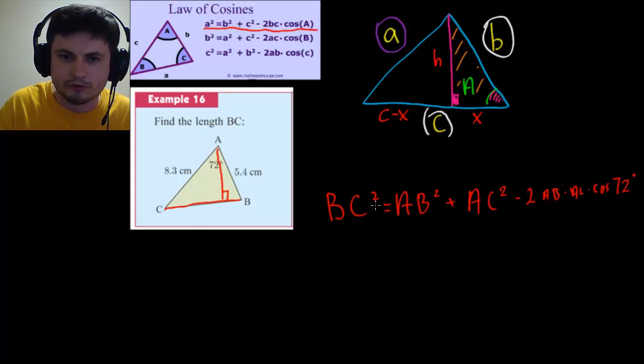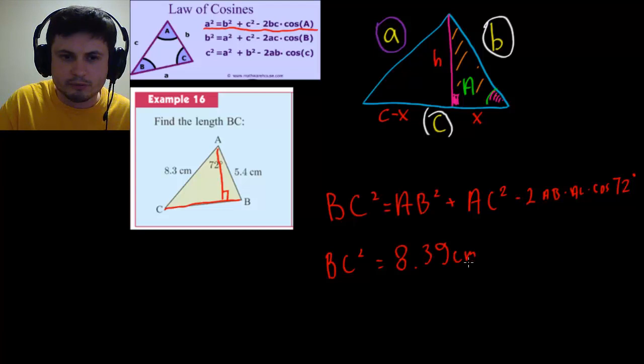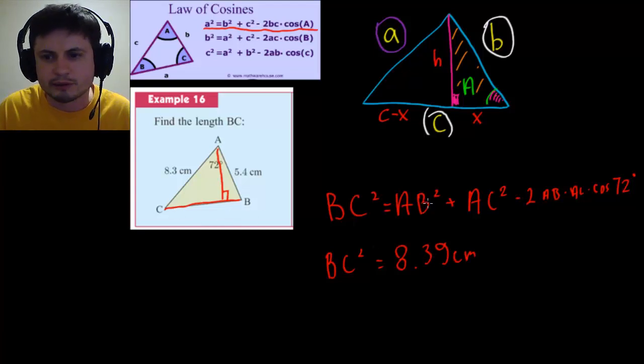And this is squared, of course, so we have to take a square root of all this. But before we do that, let's add this all up and see what we get. If you add this all up and subtract this part, you will get an answer that's approximately 8.39 centimeters, which is the measure of value CB. So this is a relatively easy question.